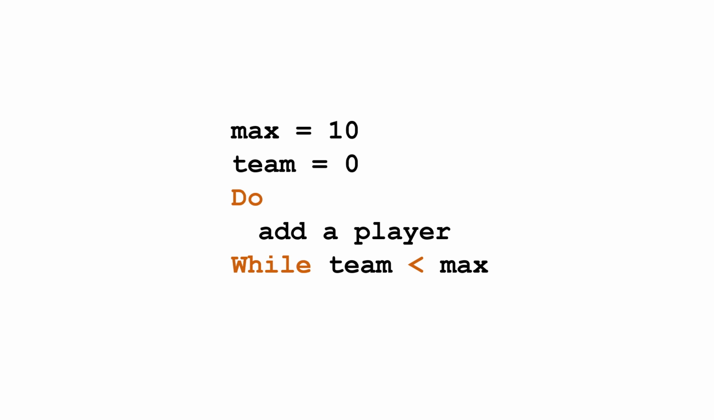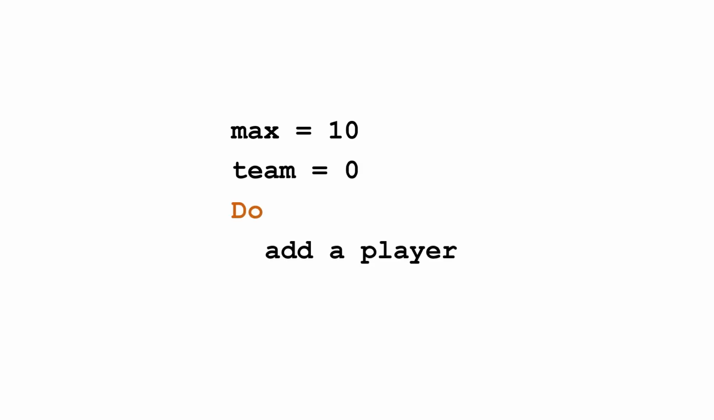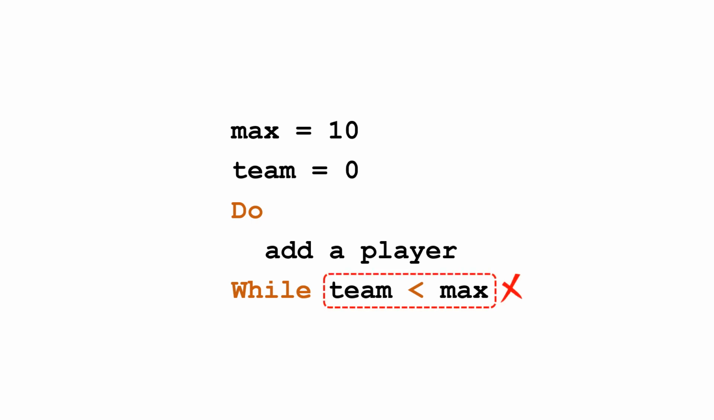Let's look at this line by line. A team can have maximum of 10 players. Initially, the team has no player. We do the action first, which is to add a player. We want to repeat the action while the team has not reached maximum players. When this condition becomes false, the action stops.